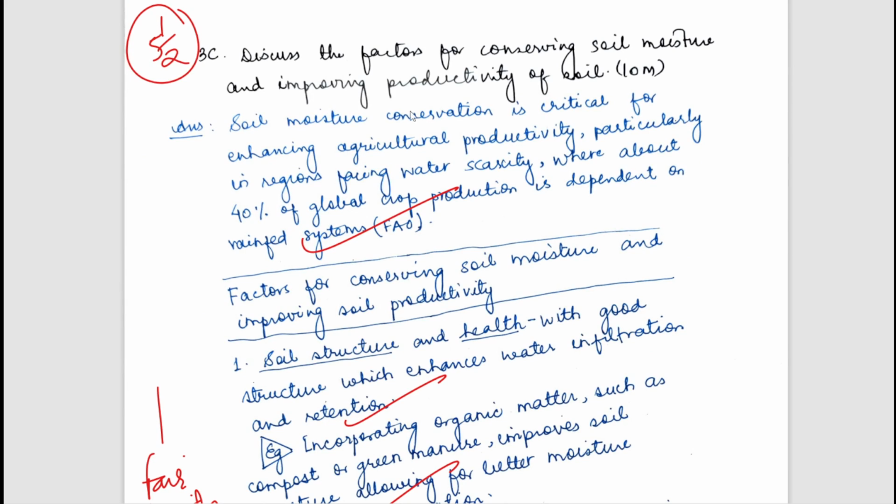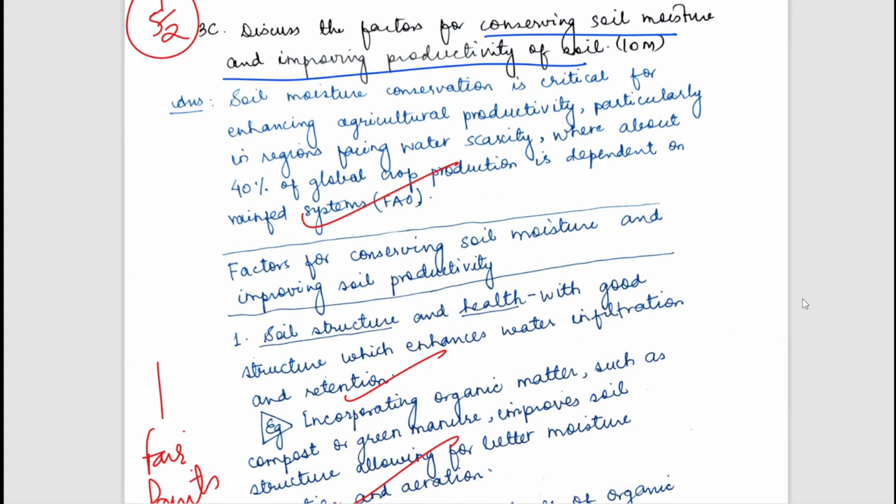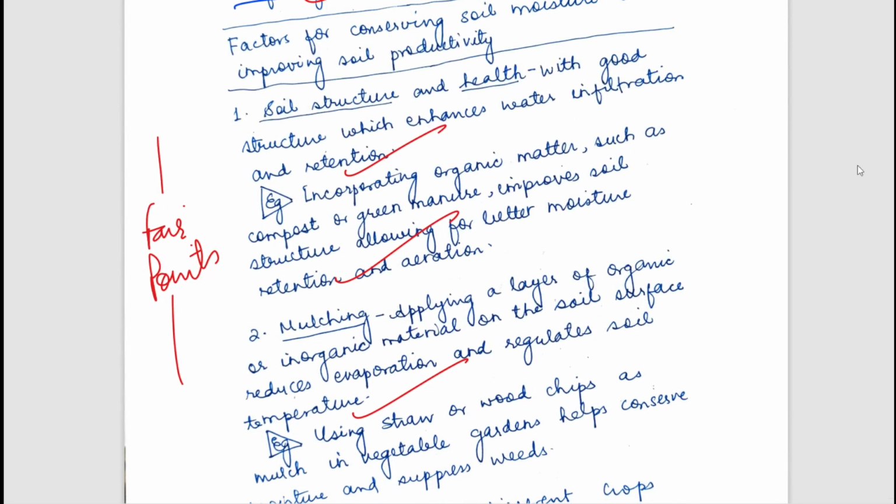Discuss the factors for conserving soil moisture and improving productivity of soil. So soil moisture is critical for enhancing agricultural productivity, particularly in regions facing water scarcity, where almost 40% of crop production is dependent on rainfall systems. So obviously, here in these regions, we need to conserve soil moisture. Now, what are the factors?